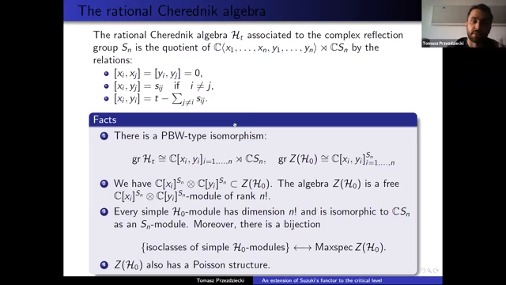I'd like to recall a few facts. First of all, we have this PBW type theorem, which says that the associated graded is just this group ring, and the associated graded of the center is just the diagonal invariants. Moreover, the ordinary invariants are inside of the center. It's a free module of rank n factorial. And moreover, every simple module is finite dimensional, and it's isomorphic to the regular module of the symmetric group as an S_n-module. And every simple representation is determined by its central character. So there is this bijection between isoclasses of simples and the maximal spectrum. And there is also a Poisson structure.